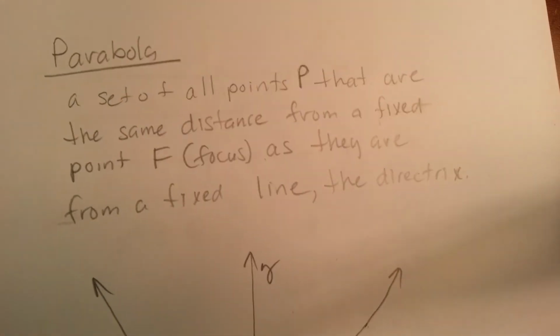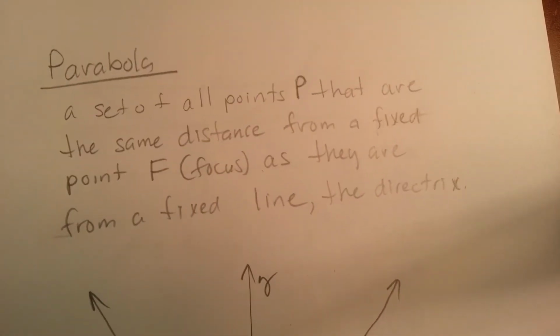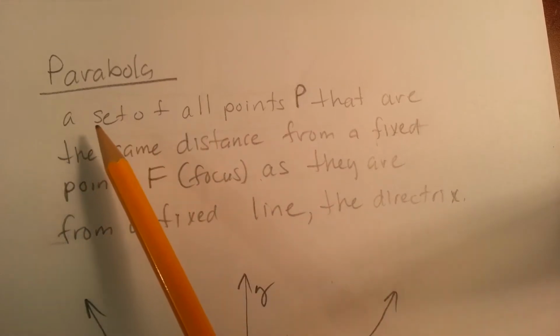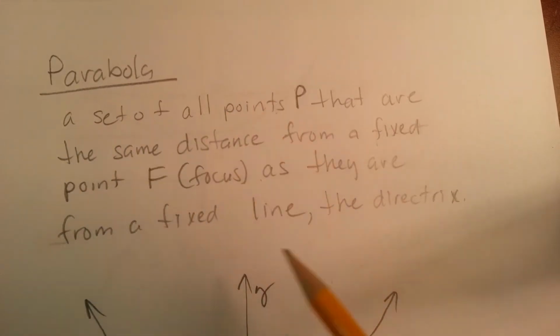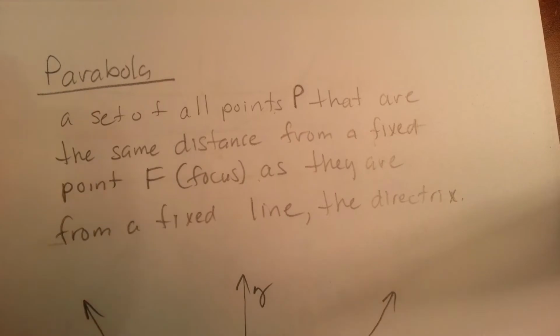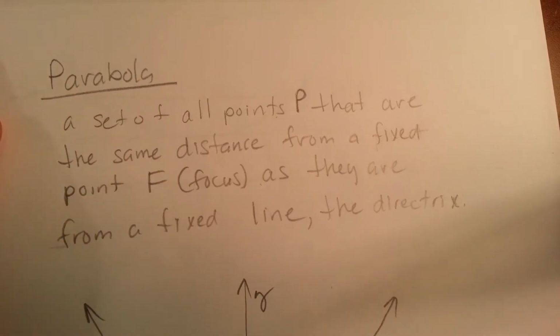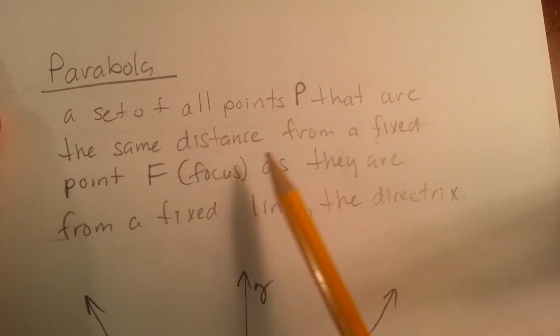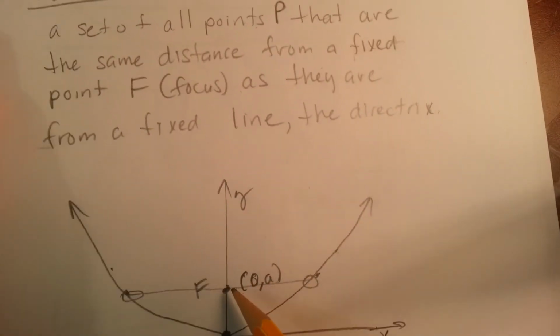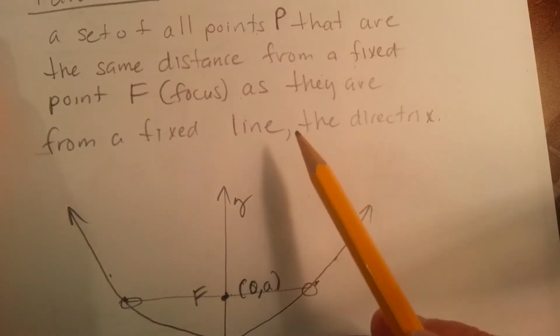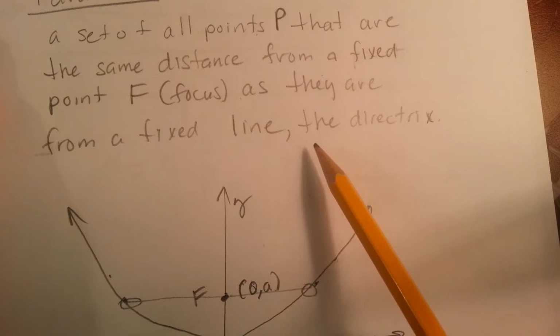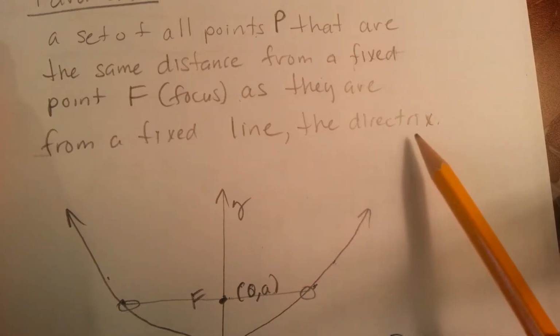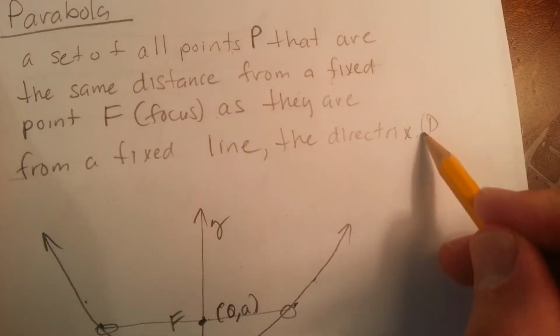Okay, talking about parabolas today. We're getting into conics. A parabola is the set of all points P that are the same distance from a fixed point F, like right here, as they are from a fixed line called the directrix, which is D.